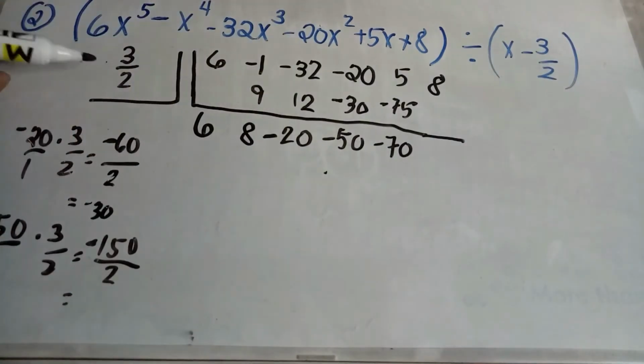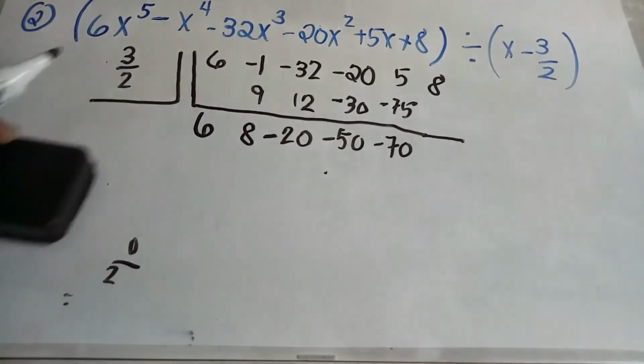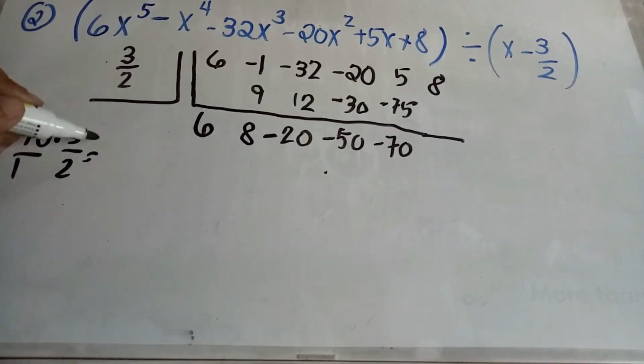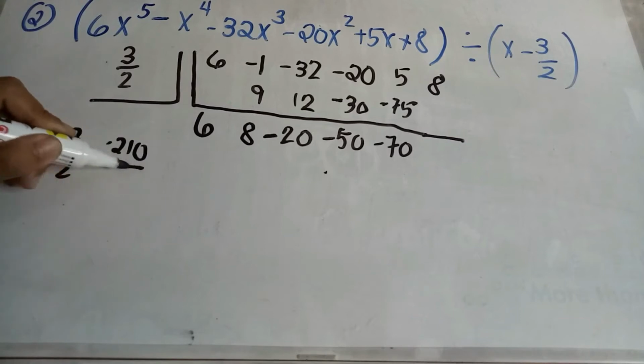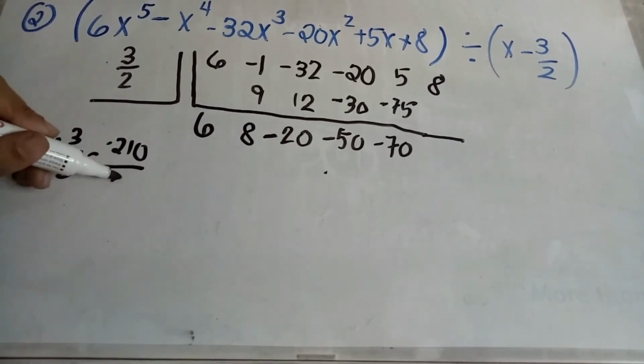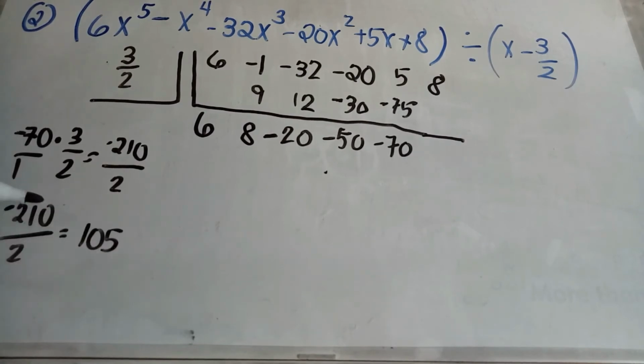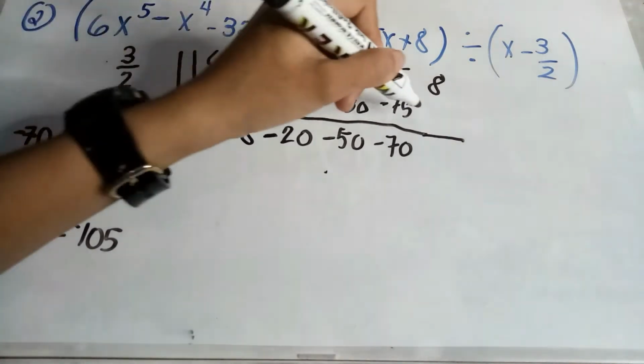Then multiplied it by 3 over 2. So we have negative 70 times 3 over 2. So we have negative 70 times 3 is negative 210, divided by 1 times 2, and that is 2. So negative 210 divided by 2, we have negative 105.